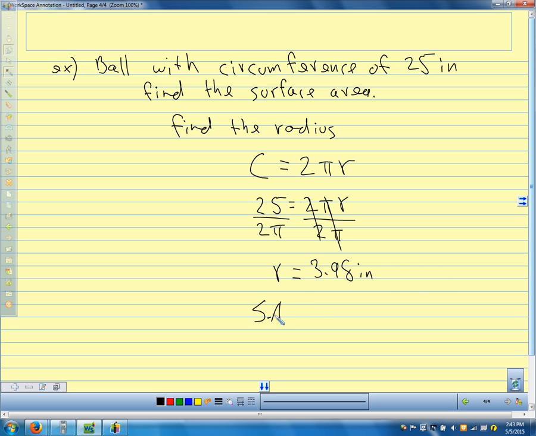And then I can plug that into my formula. So the surface area would be 4 pi times 3.98 squared. So the key for spheres, you have to find the radius. And don't forget the other things that we've learned in the past about circles and radii.